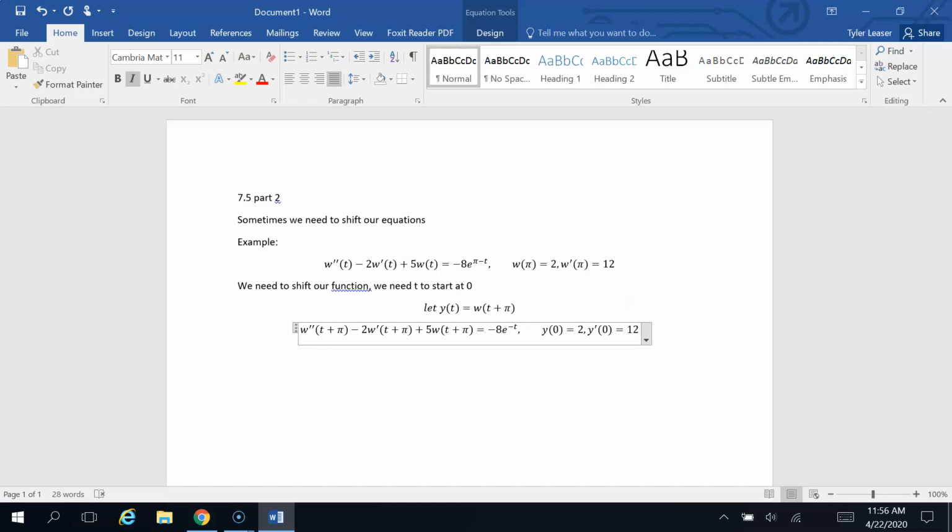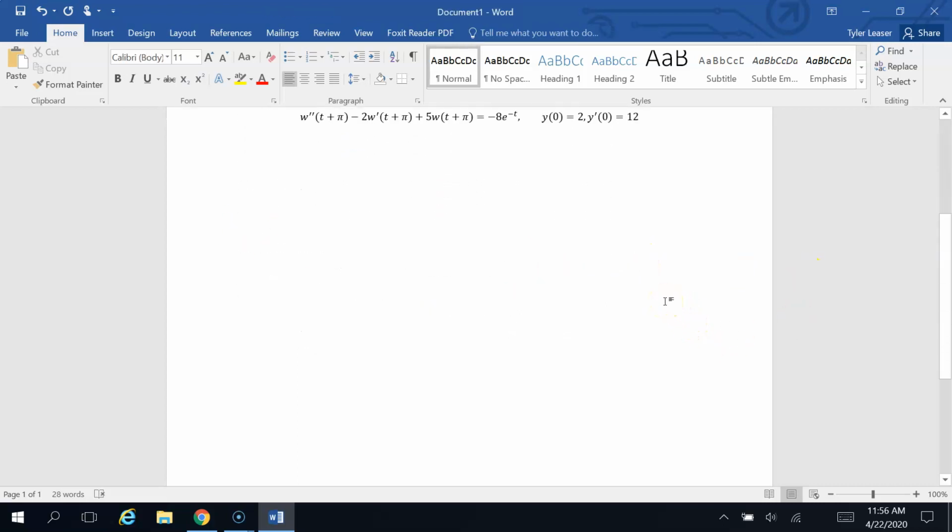Okay, we don't have to do this example because it's actually the same example we just did in the last video. I just wanted to show you that sometimes you may need to shift to be able to use the Laplace operator. All right, so now let's do an actual example.